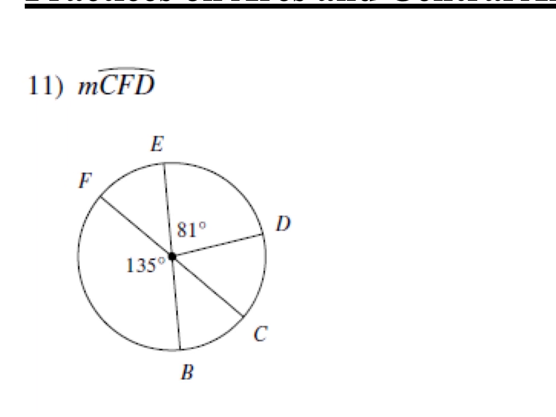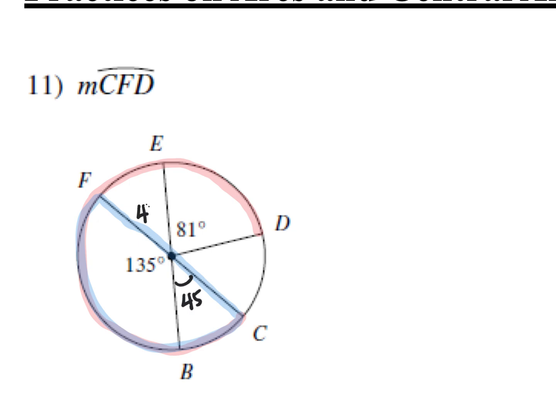Number 11. So what is the measurement of arc CFD? So CFD, we'll start from here. Then we're going to go around here, F, and then we're going to stop at D. So they're asking us what is the size of this arc. So let's look at it from this perspective here. This is actually a semicircle from here to there. So that's going to be 180, which means that this angle in here, this one, is going to be 45. And also this is going to be 45. So what we're going to be including is actually this part.